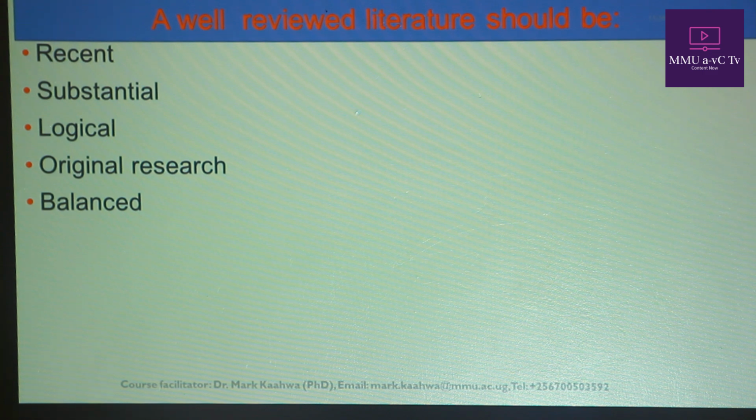We also talk of balanced, that when you cite your literature, the literature should be balanced. Balanced would mean a number of things. First of all, if we looked in terms of regions, are you only citing literature from Europe? Are you citing literature from Africa? Are you only citing literature from America? Are you citing literature only from a specific continent, a specific region, or a specific country? So you should be balanced.